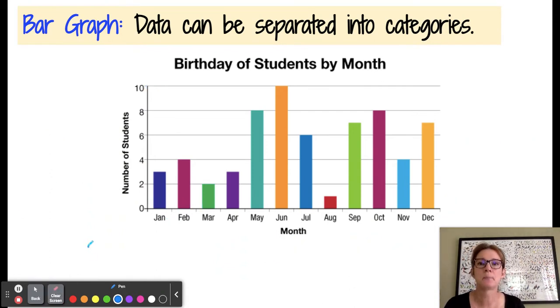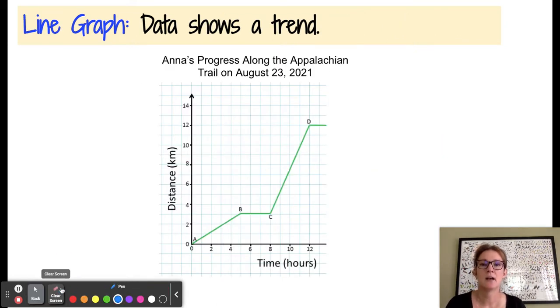Whereas, going to the next slide with line graphs. Line graphs you choose to use when your data shows a trend and there is continuity between the data points. So here we've got Anna's progress along the Appalachian Trail on August 23rd. So on the x-axis, we have time, and on the y-axis, distance hiked or walked. So we have a data point here, for example, at 5 hours, she has traveled, looks like 3 kilometers.